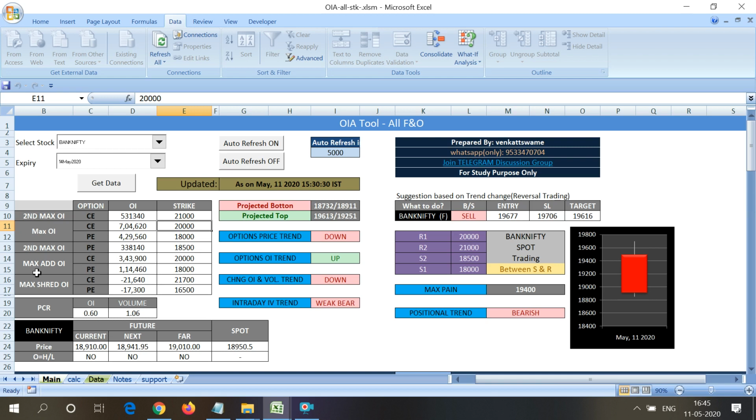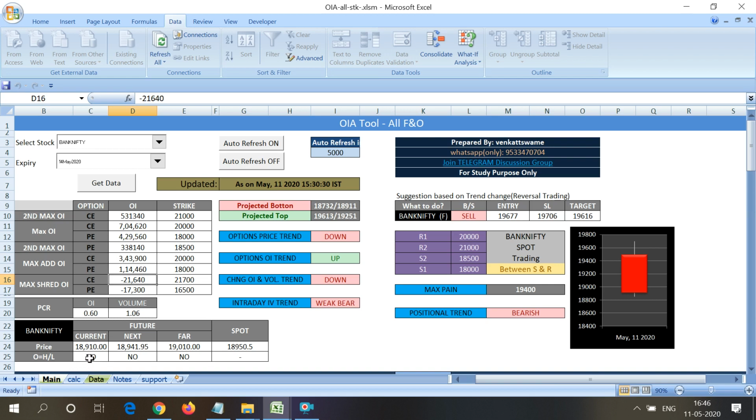And for intraday, it is showing max added OI, meaning which strike price has added open interest on the call side or put side, and here it is max shed open interest, meaning reduced or closed open interest for a particular put or call. And here I have shown the put call ratio of open interest and the put call ratio for volume. Then I have included the open is equal to high or open is equal to low strategy.